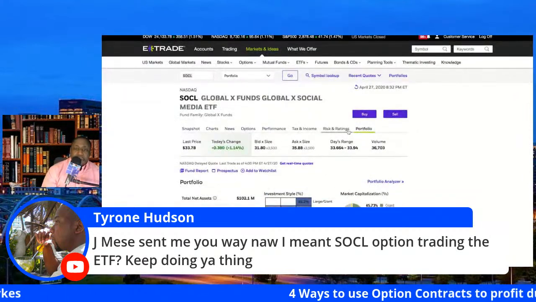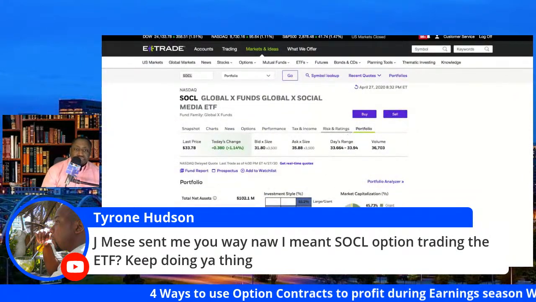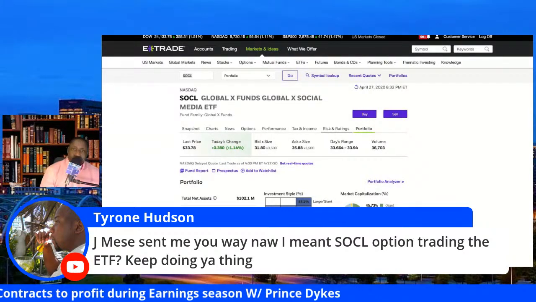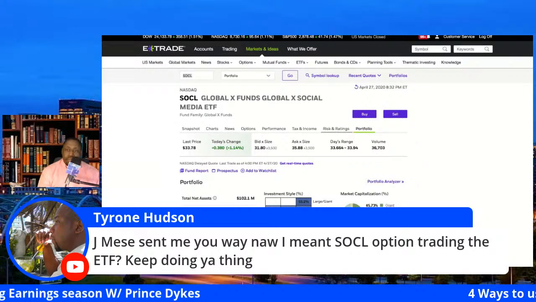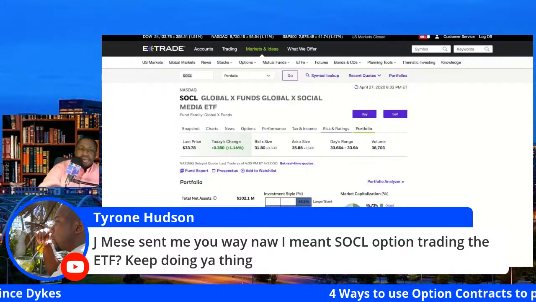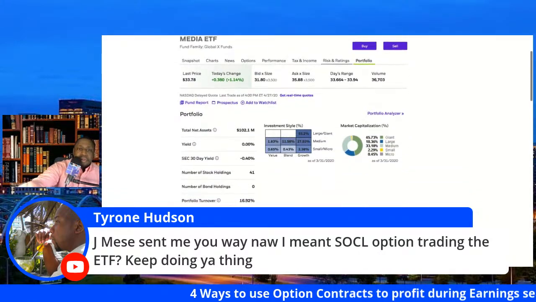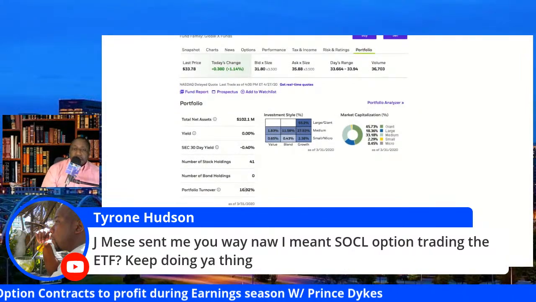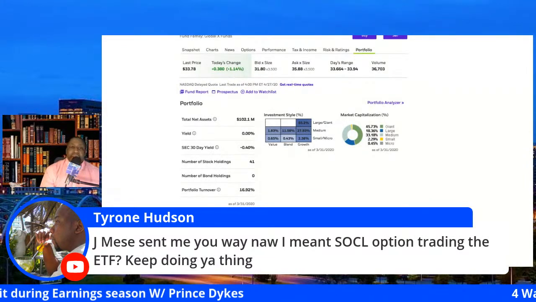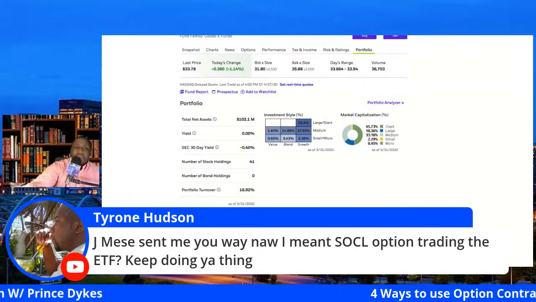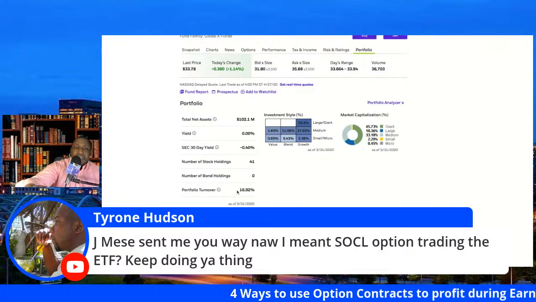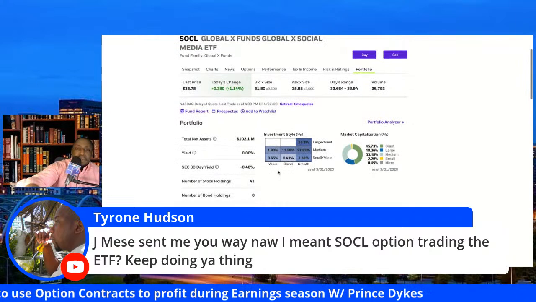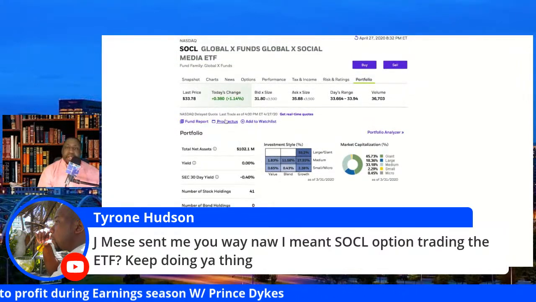Now I can't see who has the majority of the shares. No assets. I want to see who owns the majority of the shares. Number of stockholders. It has 41 shares in it. 16% turnover. I'm not too crazy about that. Portfolio turnover is when they're buying and selling out of the portfolio. They have 41 companies in here. Let's take a look at their prospectus.